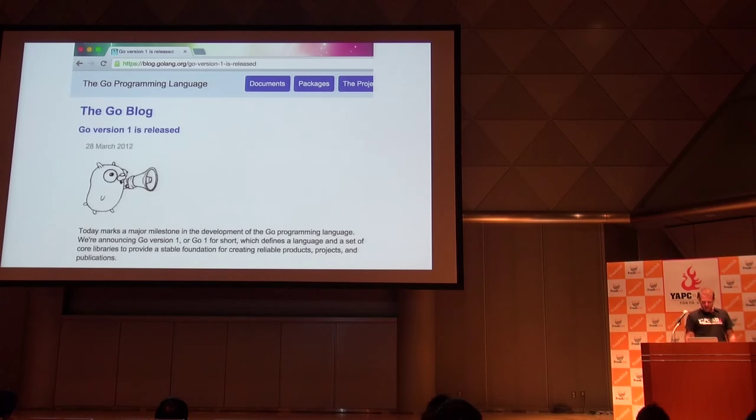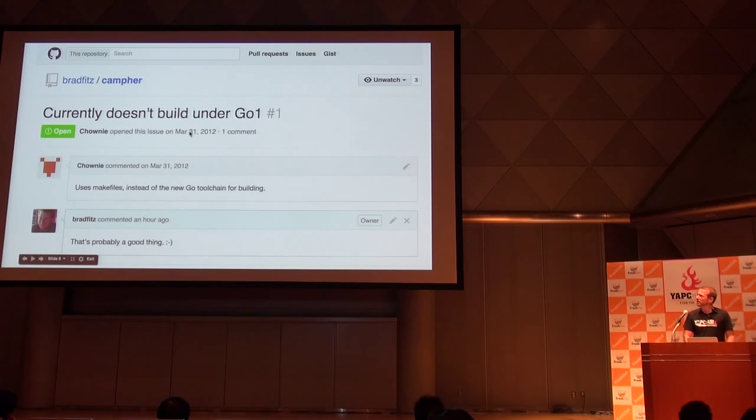But at the end of March 2012, Go 1 was released, and this was on the 28th. 3 days later, someone files a bug that the project no longer compiles under Go 1 because we stabilized the thing, and I just noticed this the other day, and I said, that's probably a good thing. You probably don't want to, but people were actually running this in production with Perl mixed with Go, so people are weird.